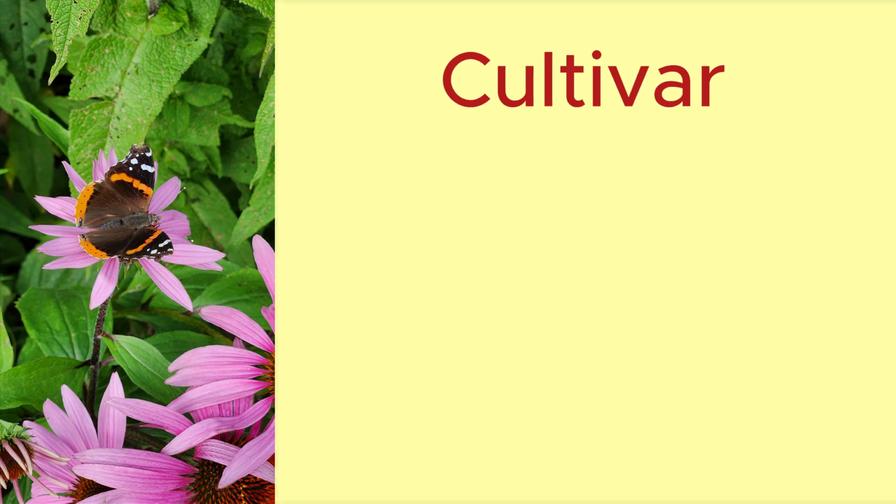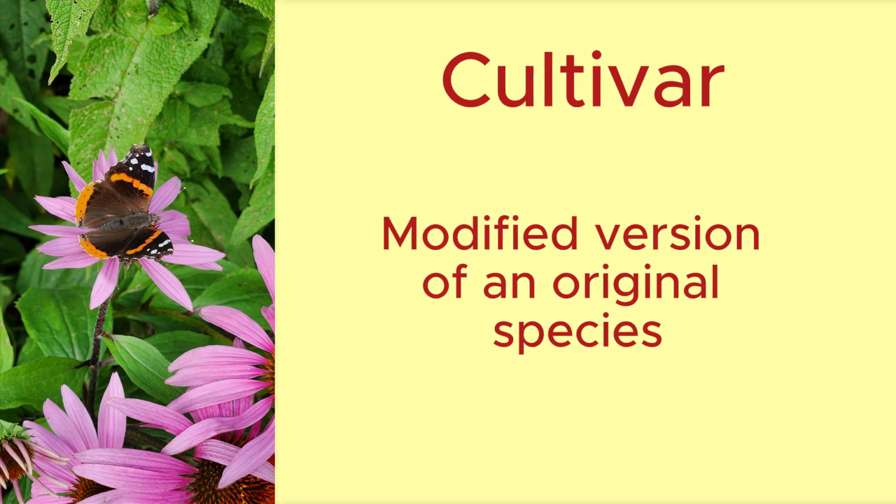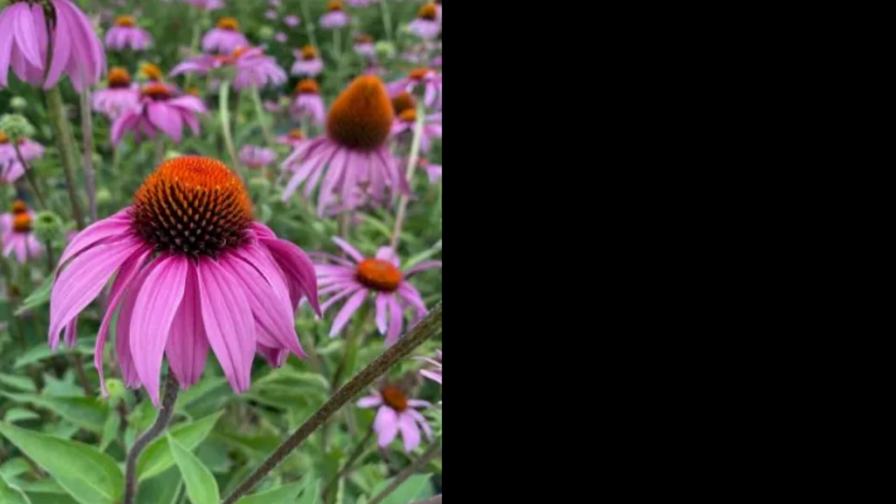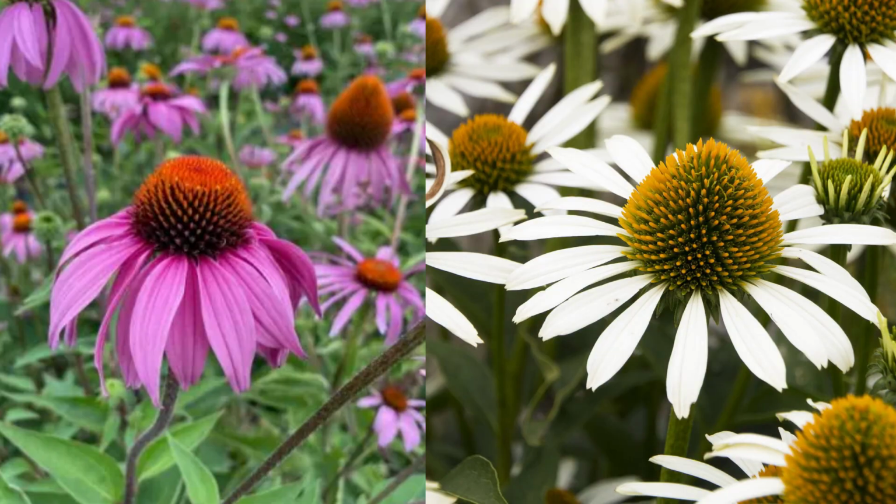So now that you understand the basics of native plants, it's time to learn some new terms. So we talked earlier about cultivated plants. So a cultivated version of a species is called a cultivar. So a cultivar is a modified version of an original species. So let's go back to our purple coneflower for an example. Here's the straight species of purple coneflower, Echinacea purpurea. And here is a really popular cultivar called white swan. You can see they've changed the flower color from purple to white.